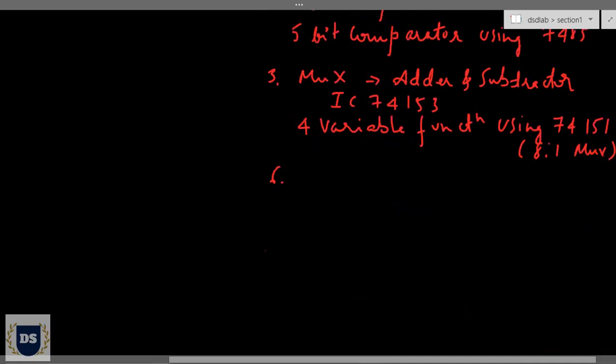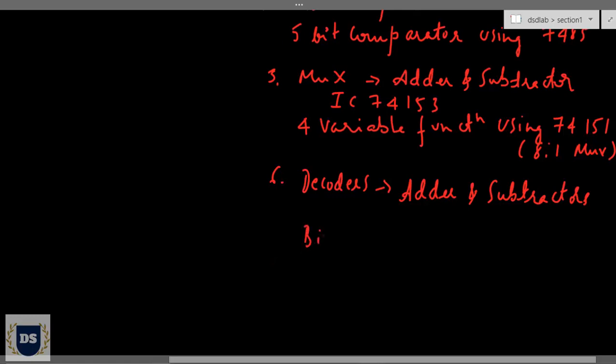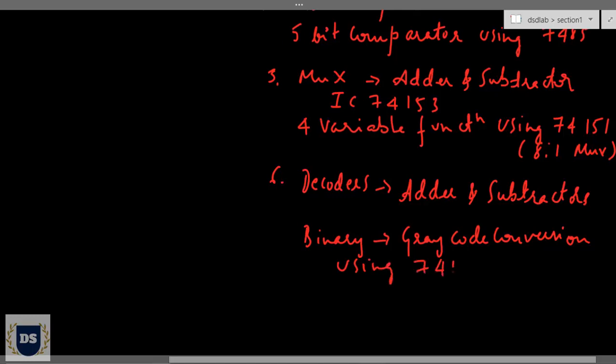In a similar way, experiment number 6 is all about decoders, where we'll be realizing adders and subtractors using decoders, and also we'll realize binary to gray code conversion using IC 74139. So this is our experiment number 6.